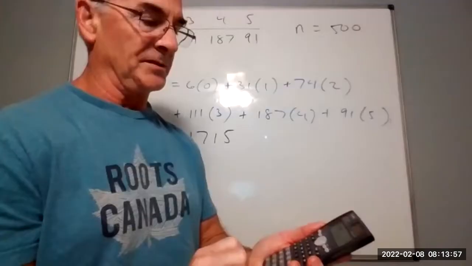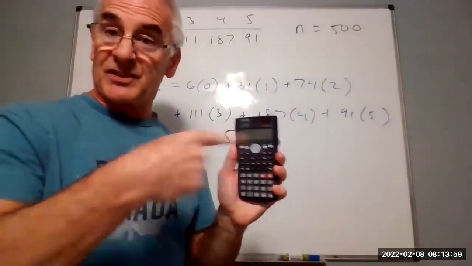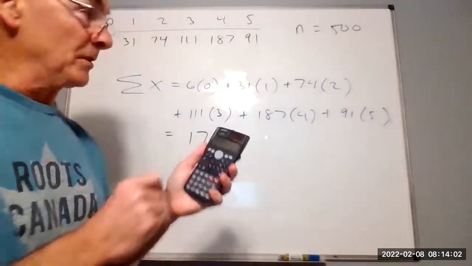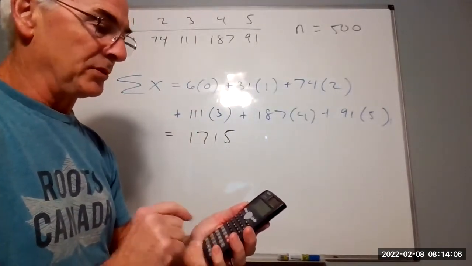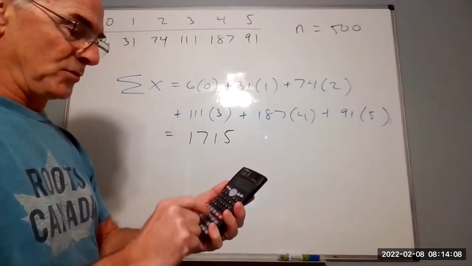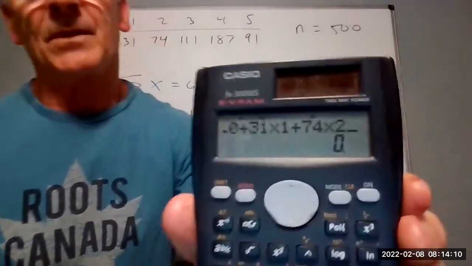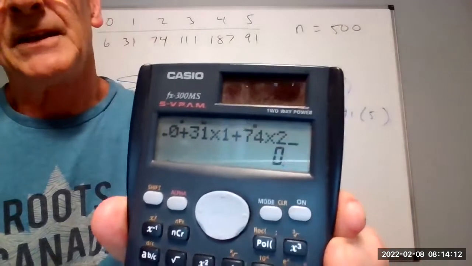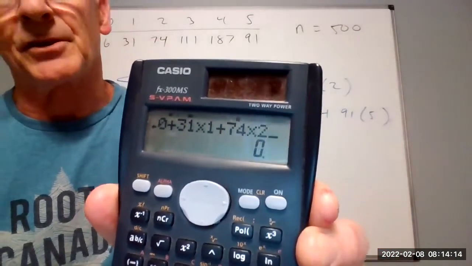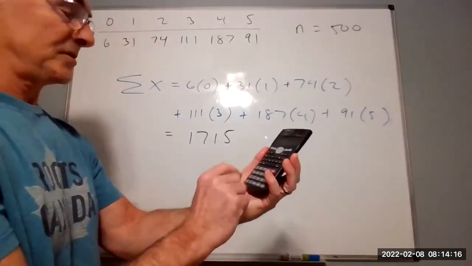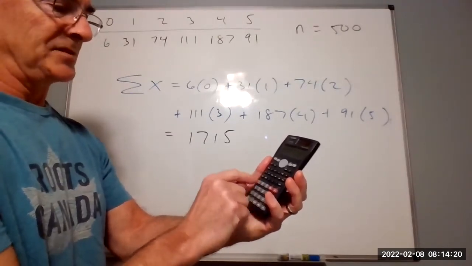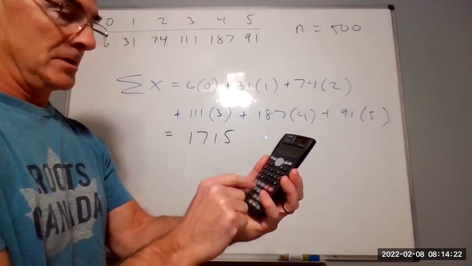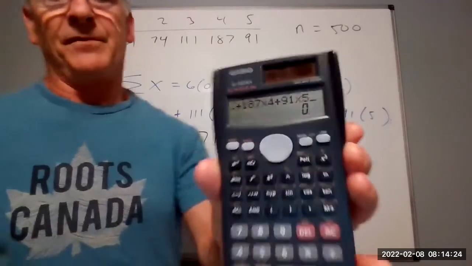So what I'm doing, I go 6 times 0 plus. One thing I like about these calculators is I can see a readout of what I actually entered. Plus 31 times 1 plus, I'll do one more, 74 times 2. Now, hopefully you see on my calculator, it's telling me exactly what I just entered. And I keep going, plus 111 times 3 plus 187 times 4 plus 91 times 5.